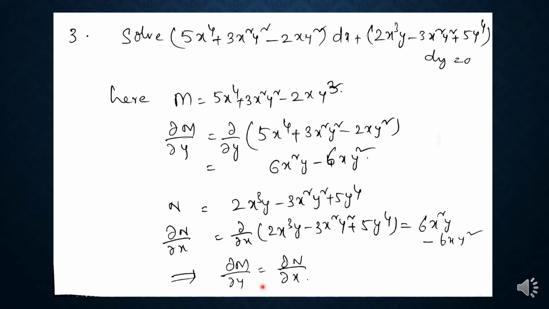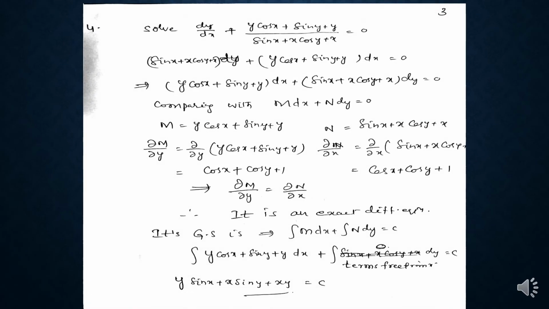Here ∂M/∂y is equal to ∂N/∂x. These two derivatives are equal. So this is an exact differential equation. So its solution, the general solution of the third problem, can be written as integral M dx plus integral N dy is equal to c.